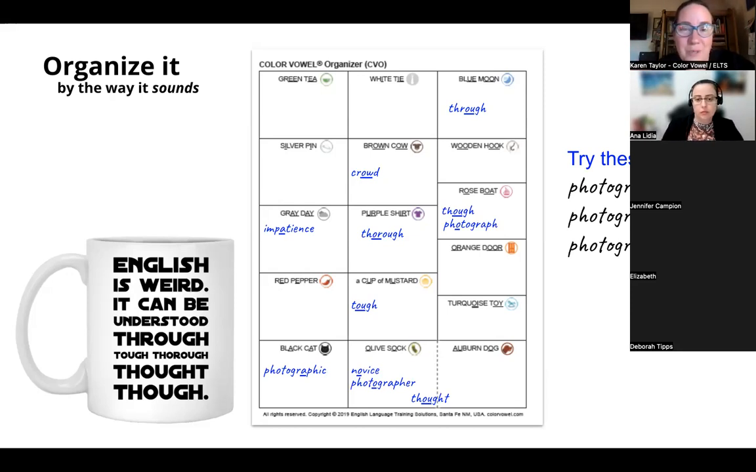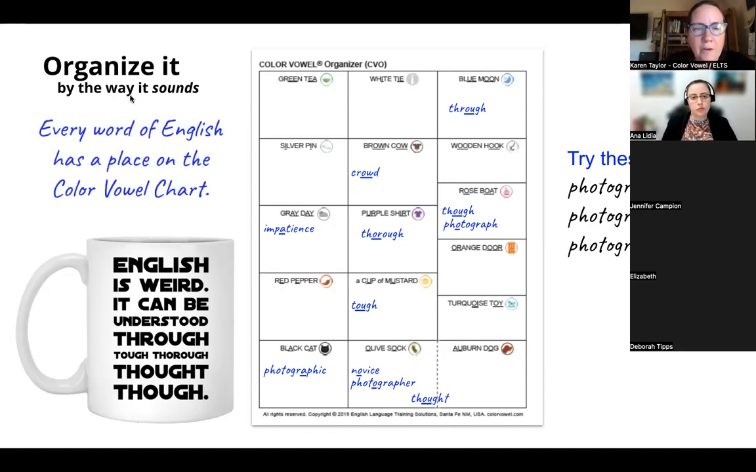It could be pronunciation, but it might be a multi-skills class, or it might be a content-based course. It can be all kinds of language that come from a grammar class for that matter, because words are everywhere and your students need to know how to say them. And this is how they write that down. Okay. So every word of English, long, short, difficult, not difficult, slang, old fashioned, doesn't matter. If it's a word of English or used in English, it has a place on the color vowel chart. Okay.